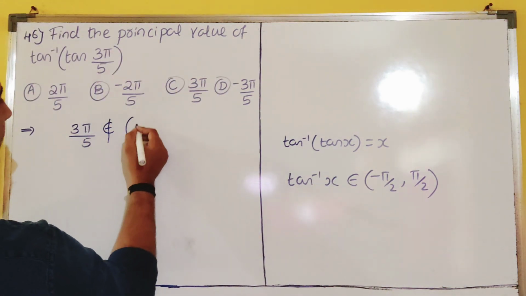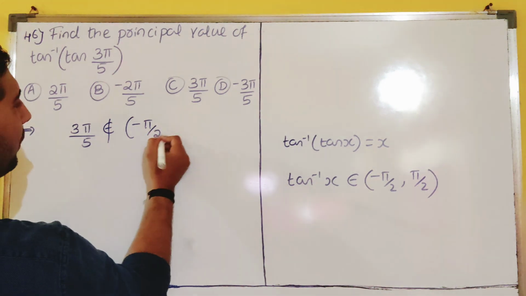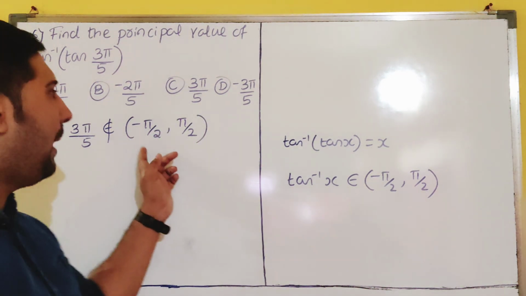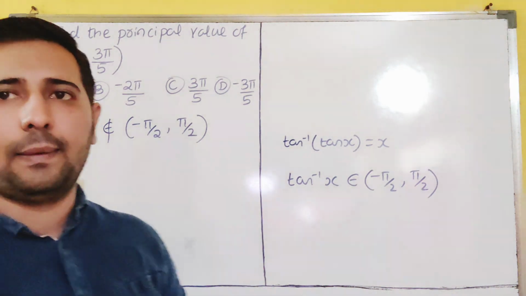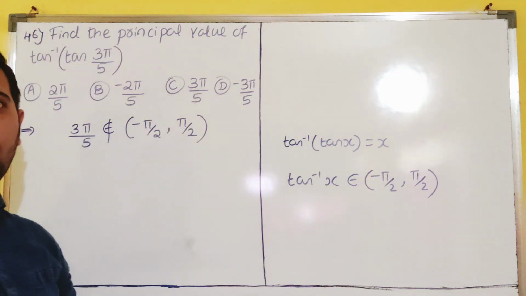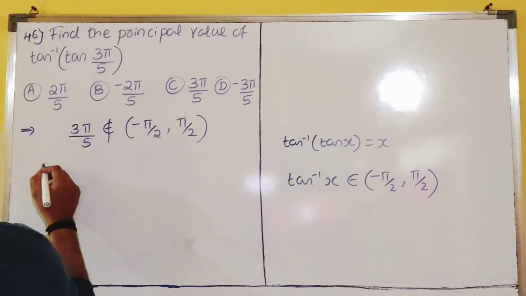That's why this doesn't belong to minus 90 to plus 90. 108 is outside the range of minus 90 to plus 90, it does not come. That is why it is not our answer. So then how to bring in our answer?